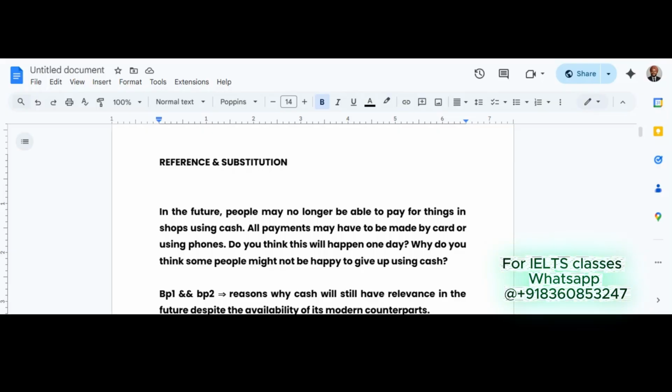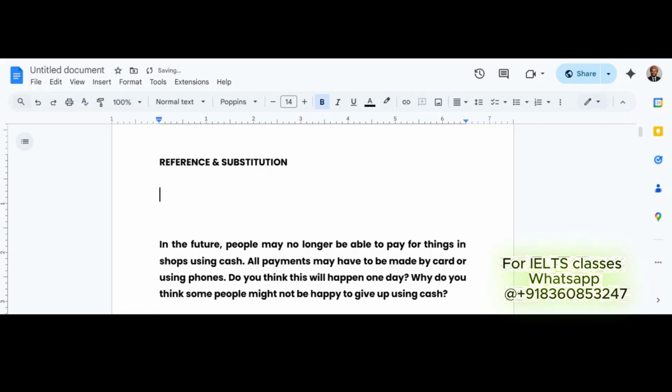So what happens most of the time is that, in order to improve their vocabulary, a lot of students think that if we use high-end vocabulary and we don't repeat words and we use different synonyms of the words, then we can improve our score in the lexical resource part, basically the vocabulary. But it's not the case actually.